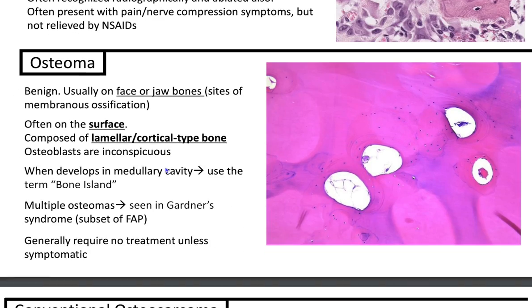Osteoma. These are usually on the face or jaw. They're often on the surface, and they're composed of lamellar or cortical type bone. This is why it's hypocellular. And when it develops in the medullary cavity, we use the term bone island.